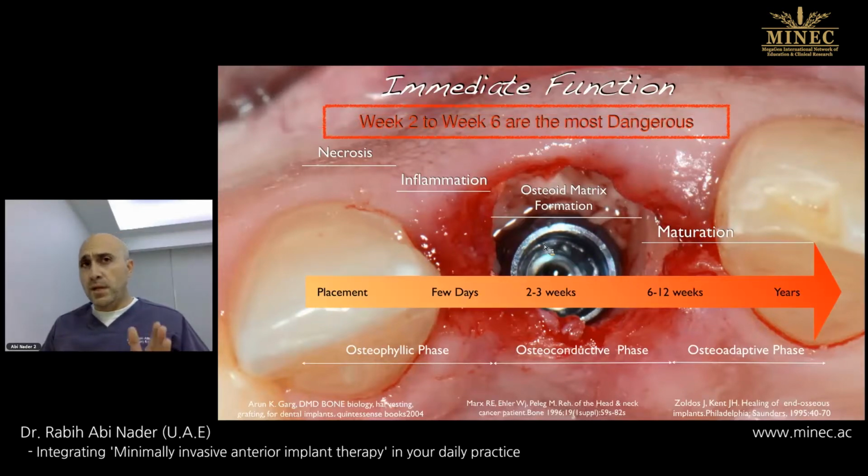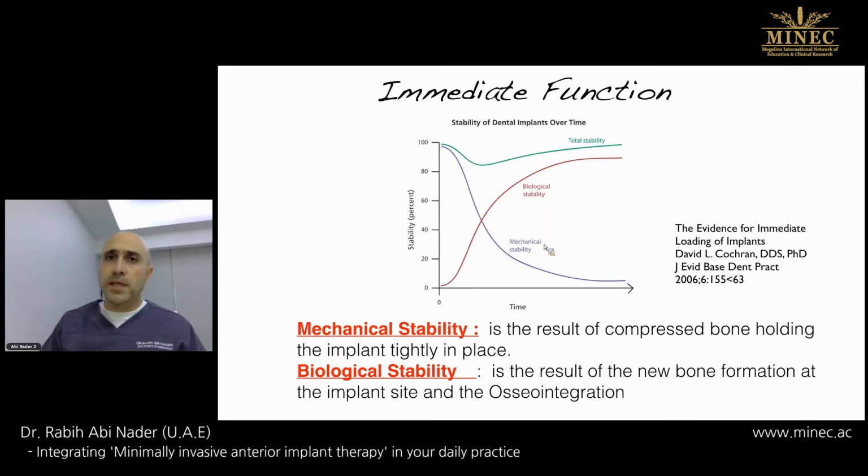So keep in mind that week 2 to week 6 are the most dangerous in terms of primary stability. The initial primary stability can be high, and then it will drop, then it will pick up. Okay, so the idea is to have an implant system that will minimize this dip. Mechanical stability, again, is the result of compressed bone holding the implant in place. And this compressed and smashed bone will resolve. So the more you have compressed bone, the more you have remodeling. And then the biological stability starts when you have new bone formation and osseointegration.